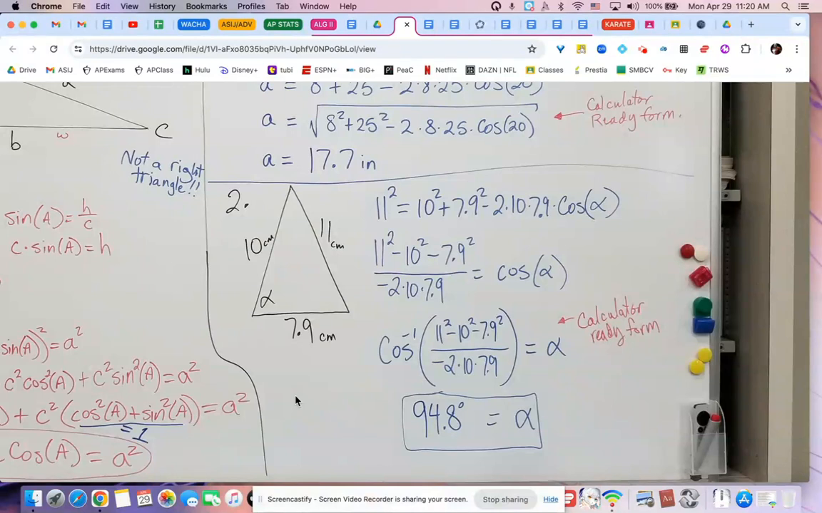Oh, Mr. Wacha, I have 3 sides. Which one do I use? And where do I put them? Well, try to identify which side is across from the angle you're looking for.